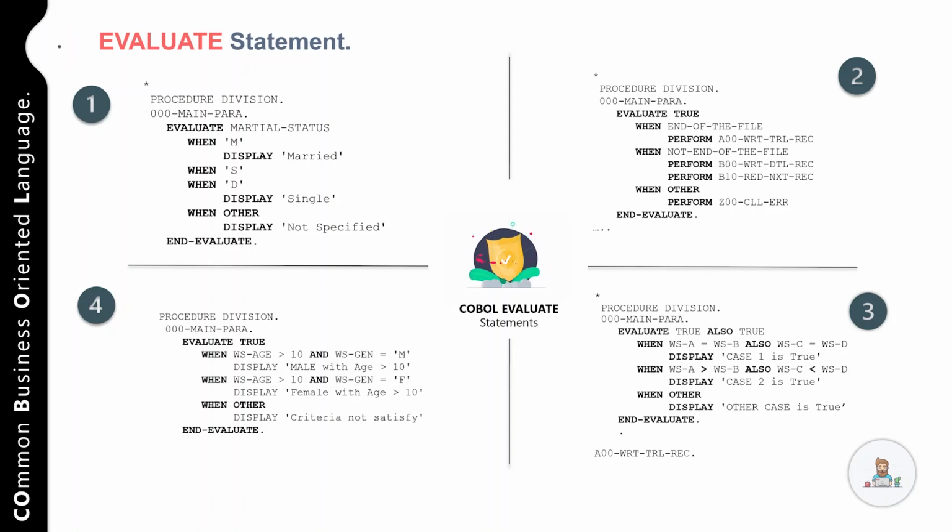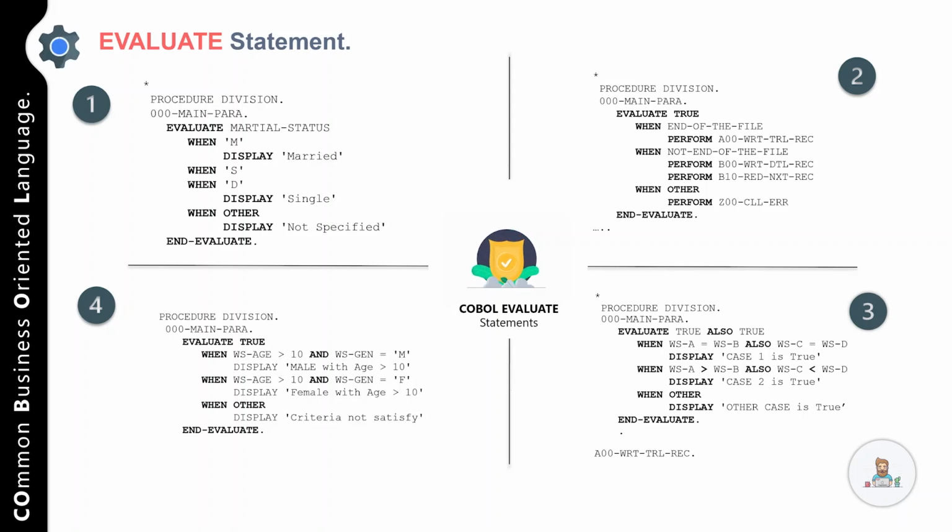And similarly, in case our switch is not turned on, that means we still have a couple of records in the file. In that scenario, our not end of the file condition will be executed, and the imperative statements would be perform B00-write-detail-record and perform B10-read-next-record. And in case none of the values of the switches defined at level 88 is satisfied, then when other will be performed, right?